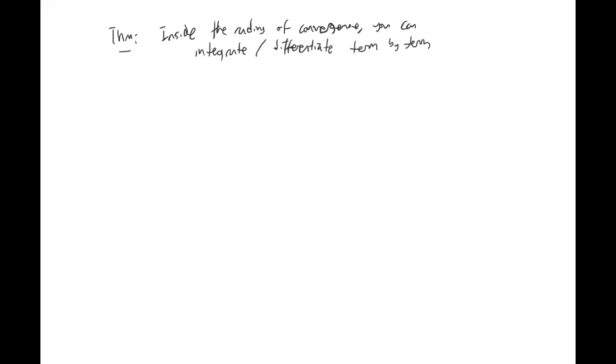The formal version might confuse people. So really, all it's saying is this: inside your radius of convergence, you can do this. The idea is, can you move the derivative inside? Yeah, that's all it's saying. Inside you can move.